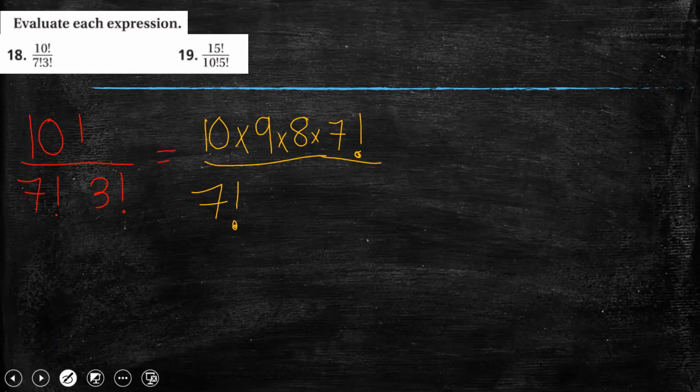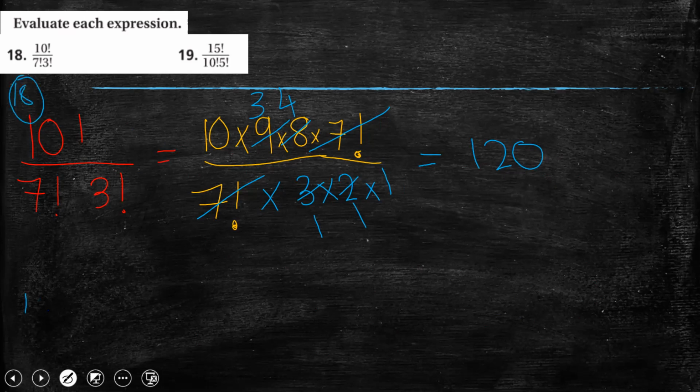What is the factorial of 3? It's 3 times 2 times 1. Is it right? Yes, teacher. Then 7 factorial cancels 7 factorial, and you can simplify now. So the answer is 3 times 4, 12, times 10, 120. So the answer here is 120. Is it clear? Yes. Okay.